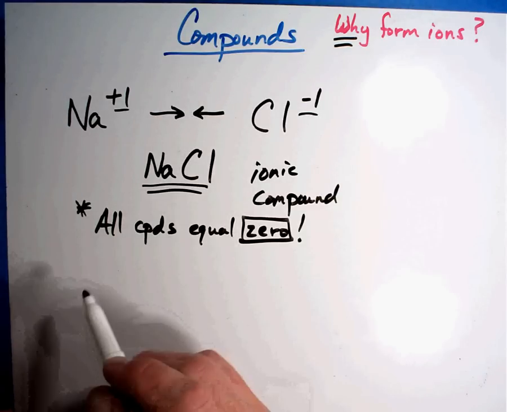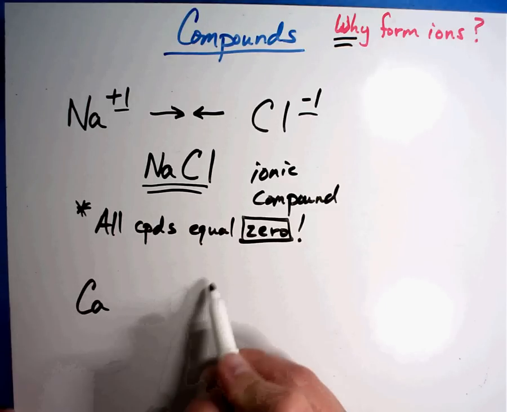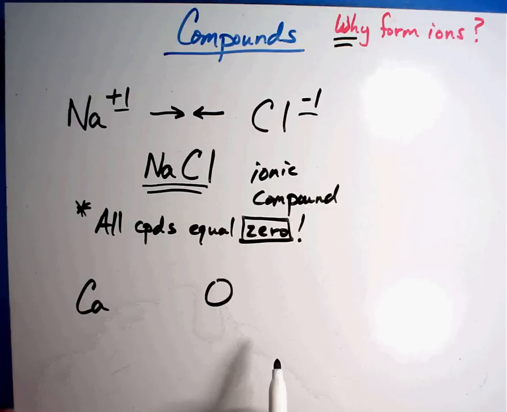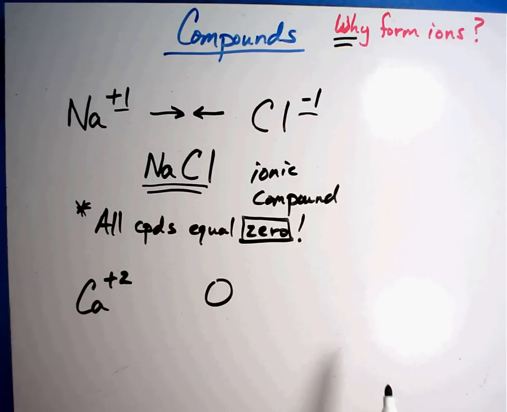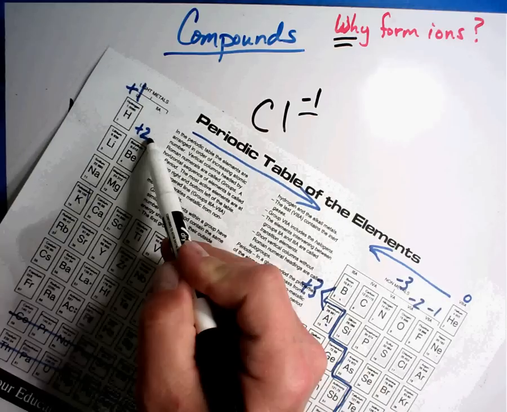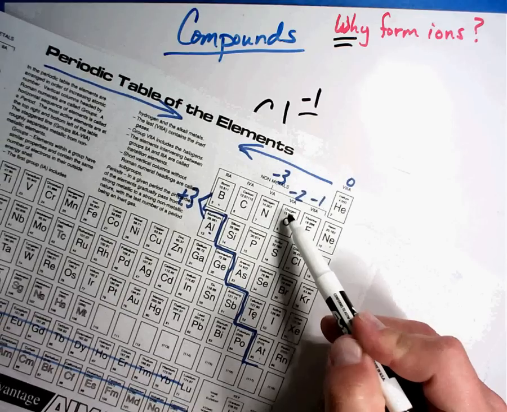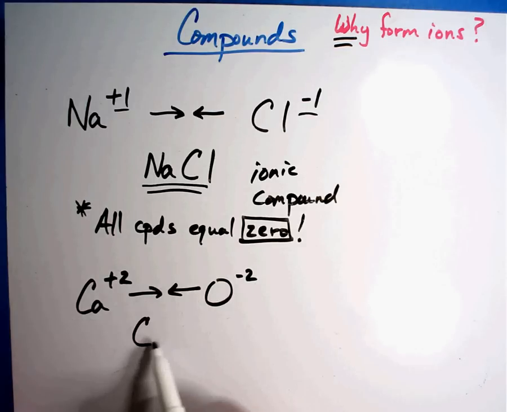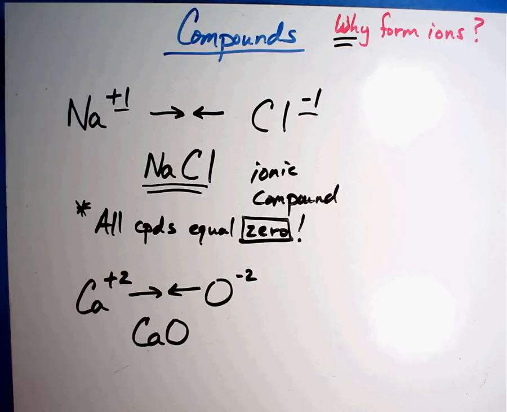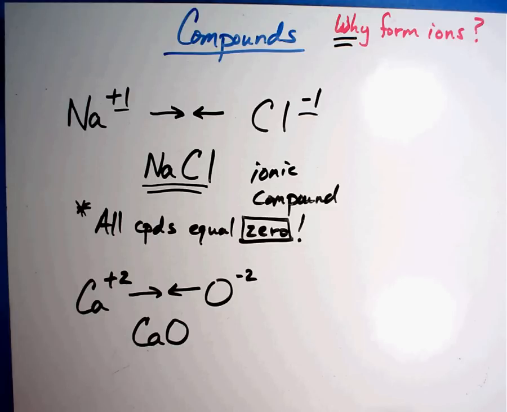Let's look at another example real quick. Calcium and oxygen. Calcium, if you look at your periodic table, is in the second column, so it's a plus 2. Just to make sure everybody knows where I'm getting that, it's the charge I wrote on the column right there, plus 2. Oxygen, on the other hand, is negative 2. Well, they're going to be attracted to each other, and I'm going to get CaO as my compound. Do they equal 0? Plus 2, minus 2. Yes, they do. So this is the correct compound.